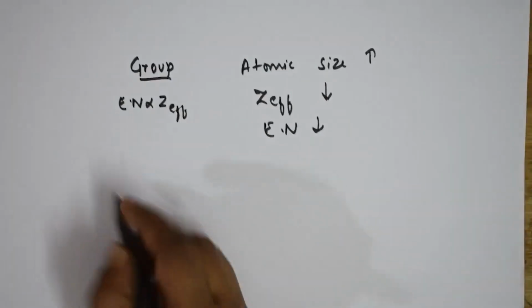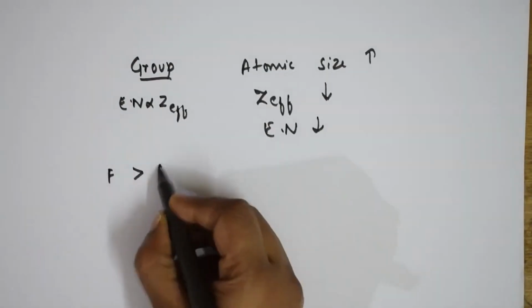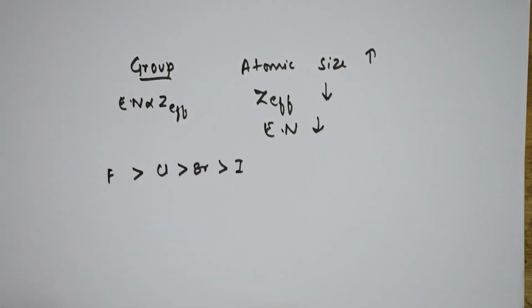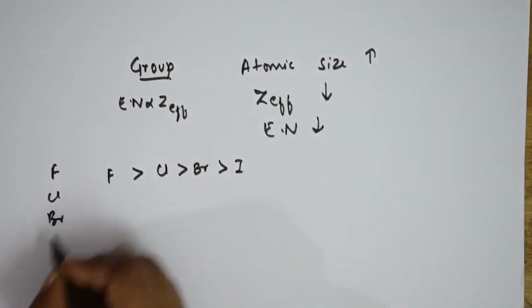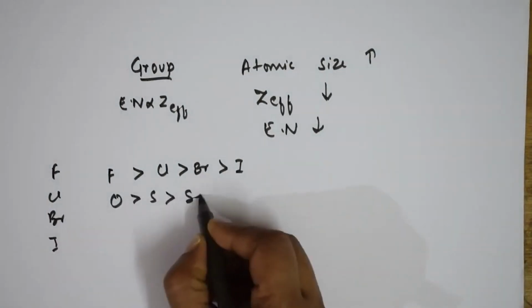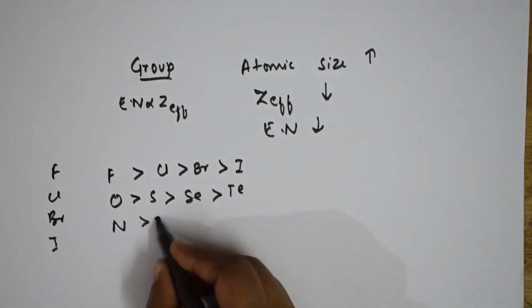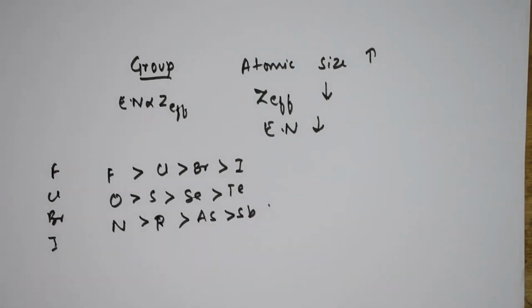That means when I take an example, fluorine greater than chlorine, greater than bromine, greater than iodine. If I'm taking a group, it goes like this: fluorine, chlorine, bromine, iodine. Next, oxygen is greater than sulfur, greater than selenium, greater than tellurium. Nitrogen is greater than phosphorus, greater than arsenic, greater than Sb. So remember students, in a group and in a period.